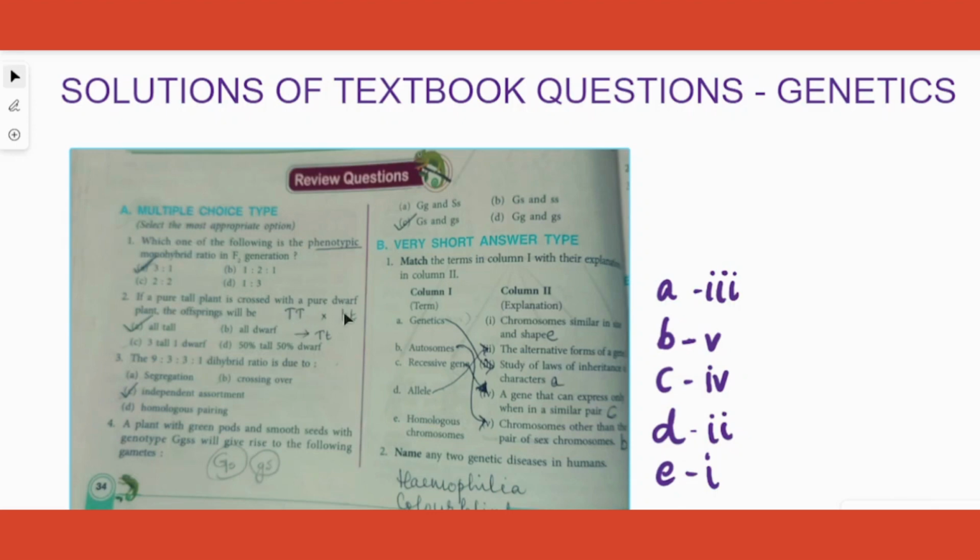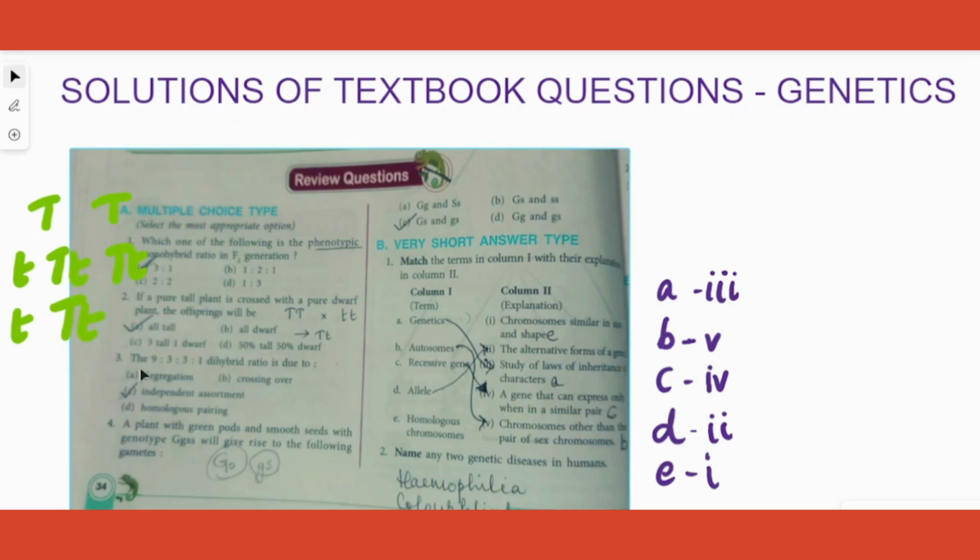It is crossed with pure dwarf. Dwarf is small t, pure meaning both the alleles are same, so you have to use 2 times small t. And when you cross this with this, you obviously get this combination. You have capital T and T crossed with this and this. Eventually you get all of them as this, heterozygous tall. So that is why all are tall in this answer.